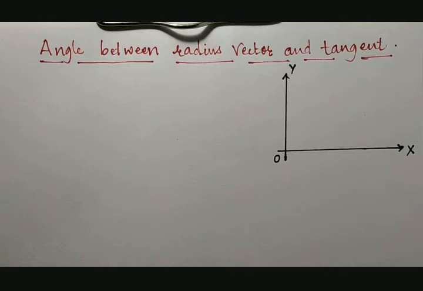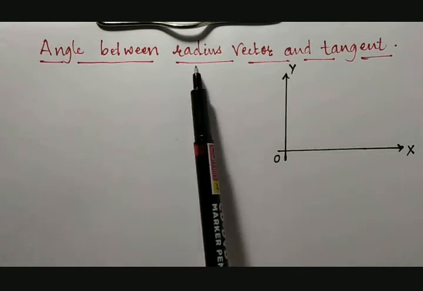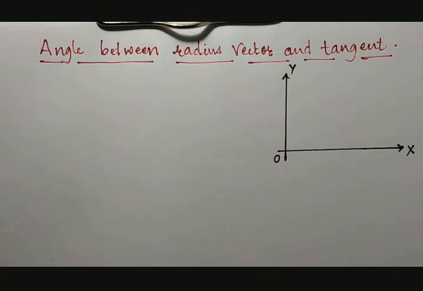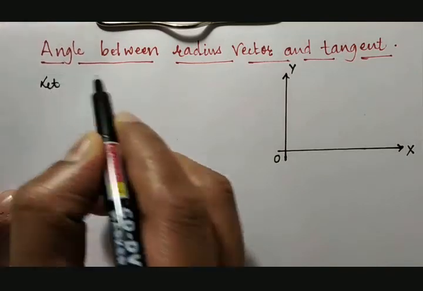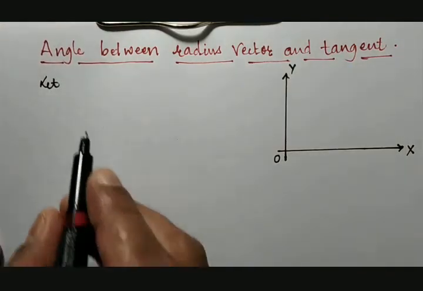In this session, we are going to discuss a derivation on the angle between radius vector and tangent. So we need to obtain a formula which will provide an angle between radius vector and tangent. Means in a polar form, whenever we need to calculate an angle between a radius vector and tangent, this formula will be very much useful. So very first, I'll start with a derivation.